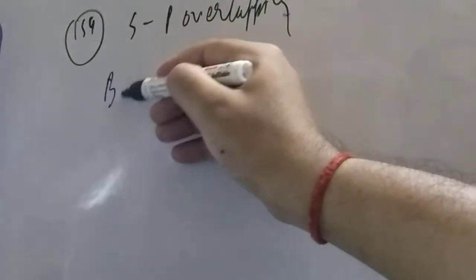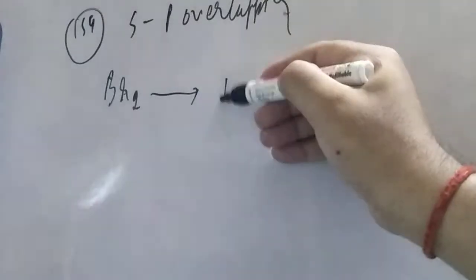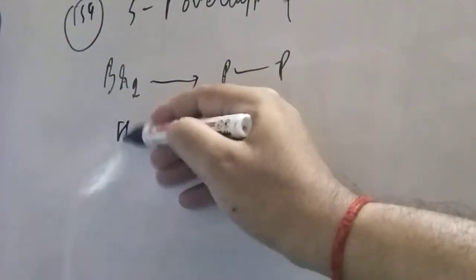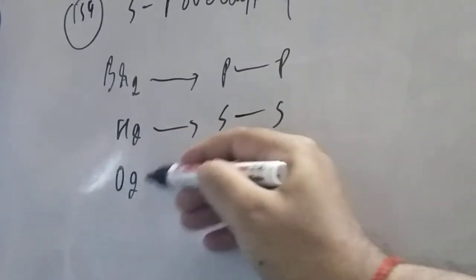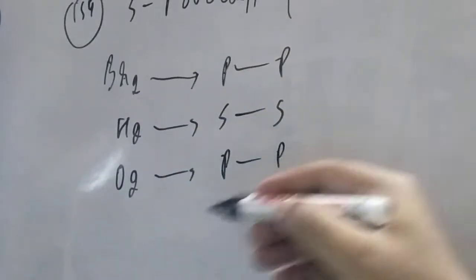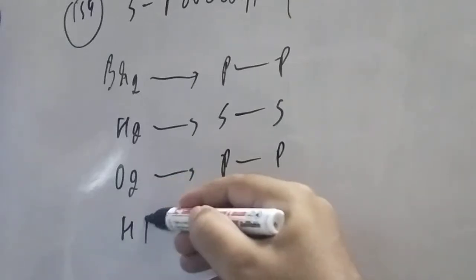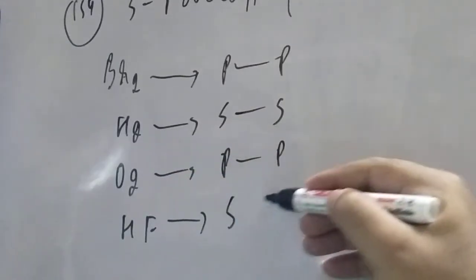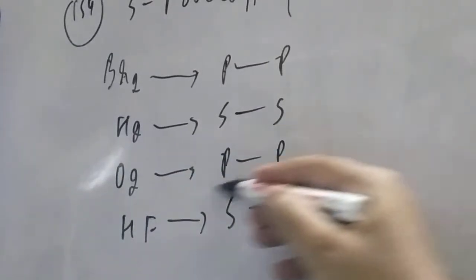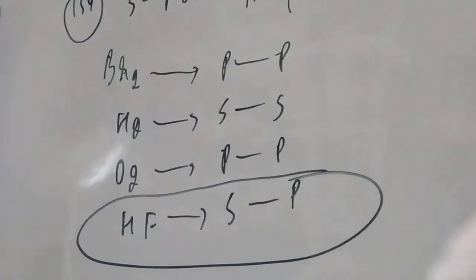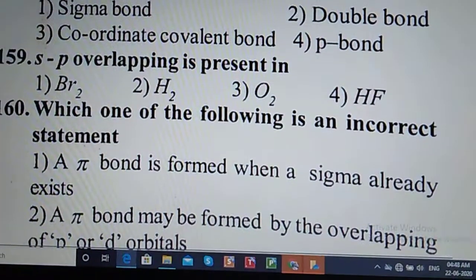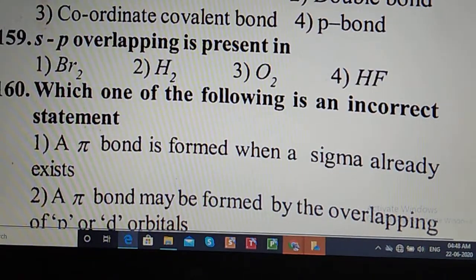So if you talk about sp overlapping, Br2 is there, student, that is pp, both involving p orbitals. And if you talk about H2, both have s orbitals. If you talk about O2, again this has p orbitals. But if you talk about HF, hydrogen has an s orbital and fluorine has a p orbital. So sp overlapping is present in the HF molecule. So the correct option will be option number 4. You can check in the slides also. Option number 4 is the correct answer.